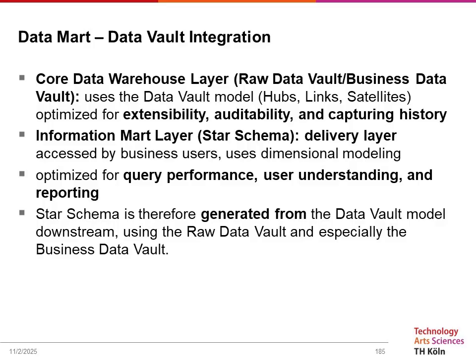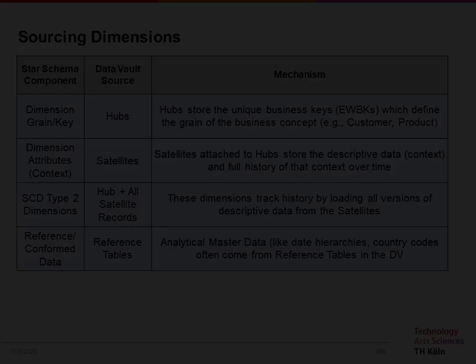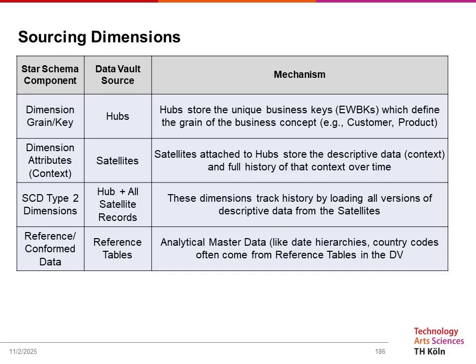Okay, let's get specific then. How do we actually source the star schema components from the data vault components if I'm building a dimension table? Okay, the dimension grain, the unique identifier for your dimension row, like customer ID, comes directly from a hub in the data vault because hubs store the unique business keys. Makes sense. And the descriptive attributes, the broad part: name, address, category. Those come from the satellites attached to that hub. Satellites store the descriptive, time-varying attributes associated with the key in the hub.